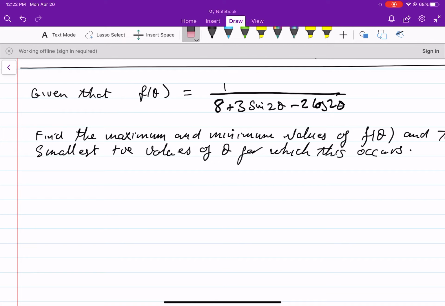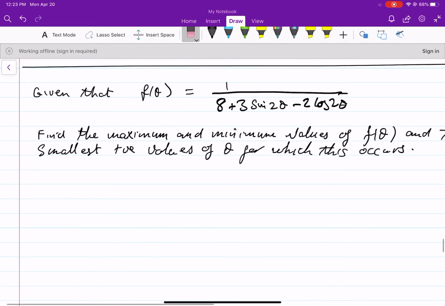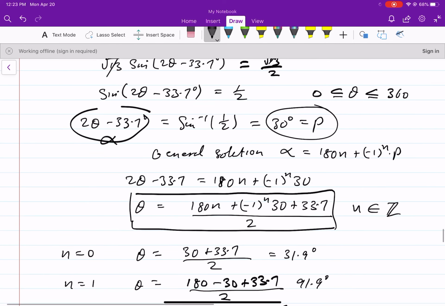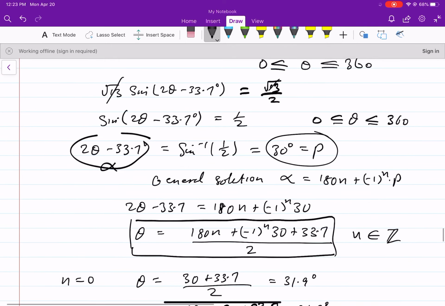Maximum and minimum. You look at f of theta, you see the numerator is a constant. So obviously, if you want to maximize that expression, you need to minimize the denominator. First of all, before I say any of that, let me rewrite f of theta. F of theta will first be rewritten as 1 upon 8 plus, and the 3 sine 2 theta minus 2 cos 2 theta, we'll rewrite that as, remember, that was written as root 13 times the sine of 2 theta minus 33.7.